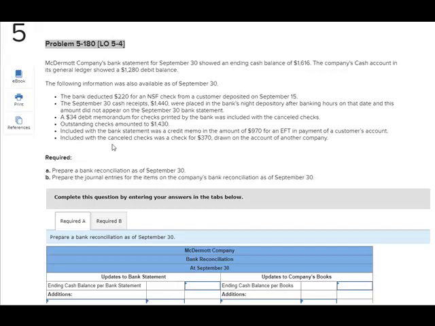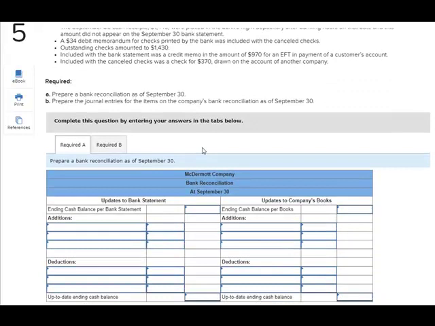And then finally, last one, included with the canceled checks was a check for $370. And this was a check written by another company, not by us. So the bank made a mistake and included it in the canceled checks that we wrote. In other words, they subtracted $370 from our bank account for this check that we didn't even write. It was written by another company. So the bank needs to fix that mistake, and we'll also note that here in the additions section on the bank side of the bank reconciliation.